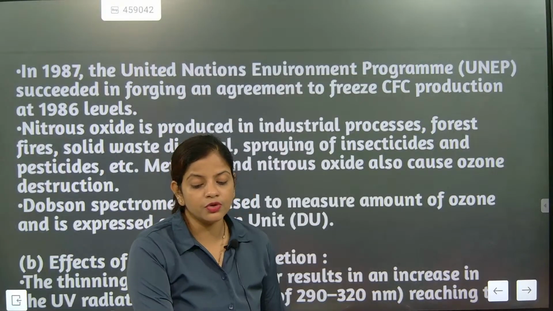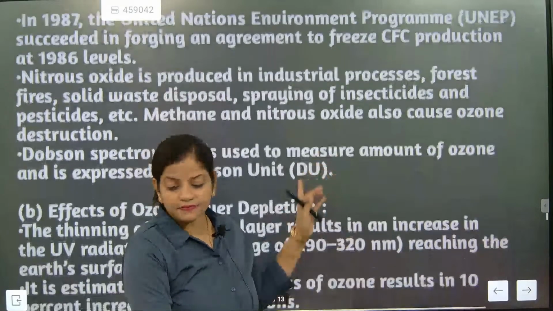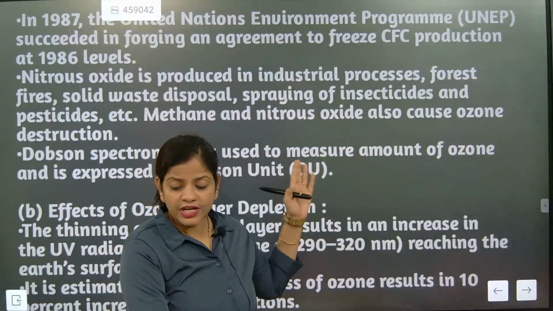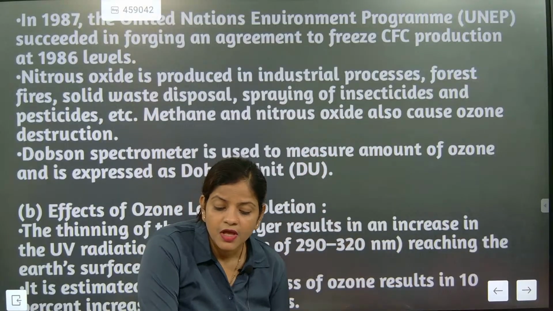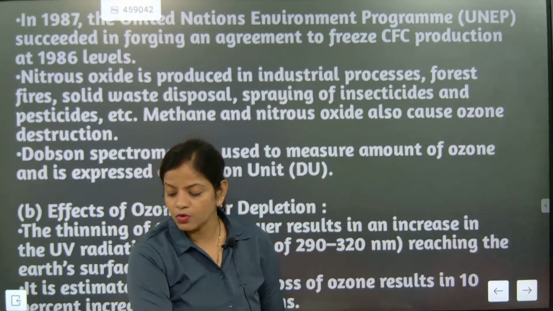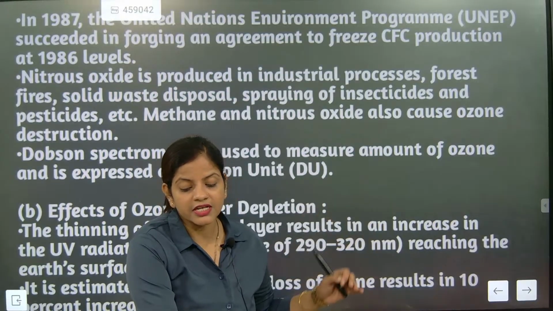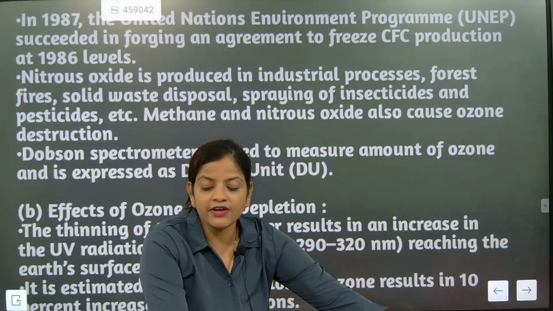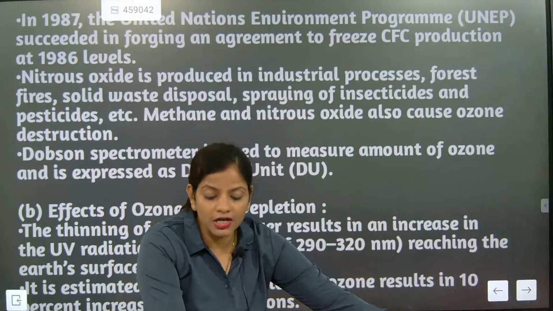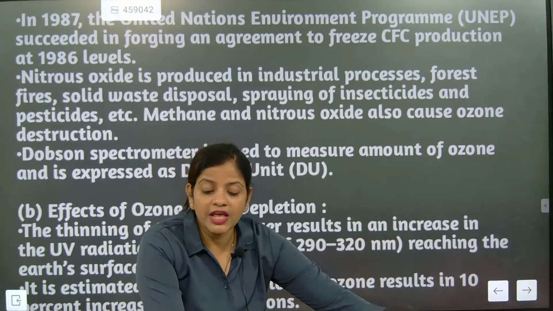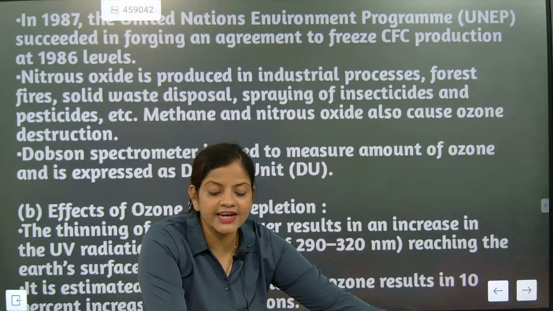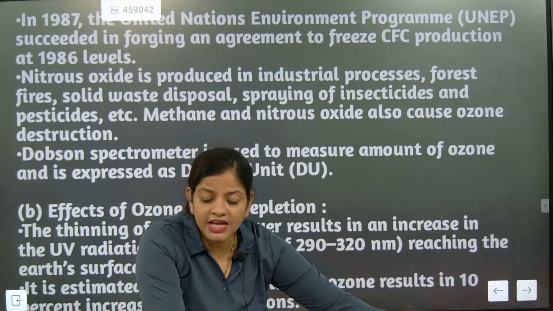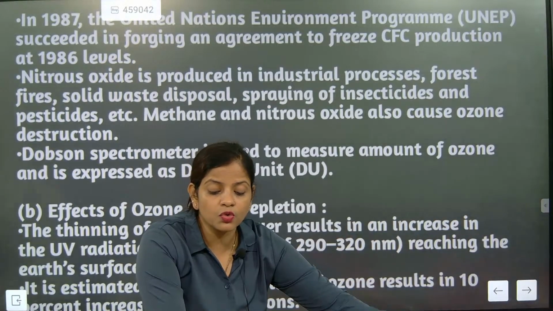Good evening Sanjay. Here we need to understand some of the most important factors. Nitrous oxide is produced in industrial processes, forest fires, solid waste disposal, and spraying of insecticides and pesticides. They will be releasing methane and nitrous oxide, which can cause ozone destruction.